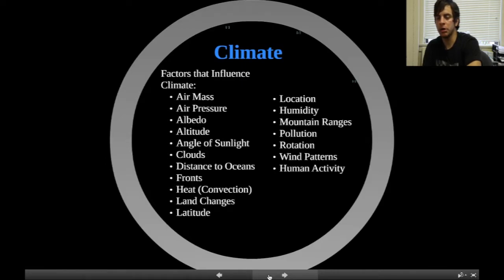The climate. What are some of the factors that influence the climate? There are plenty of them, like air mass, air pressure, albedo, altitude, angle of sunlight, clouds, distance to oceans, fronts, heat, land, latitude, location, humidity, mountain ranges, pollution, rotation, wind pattern, and of course, human activity.